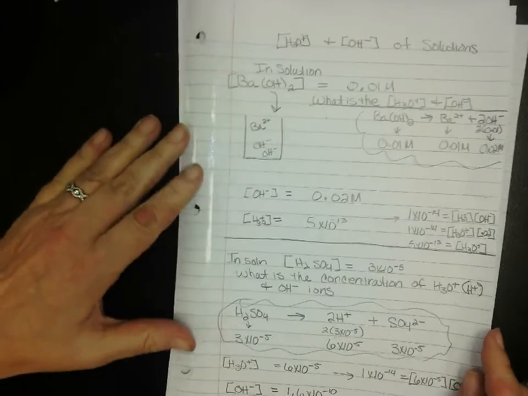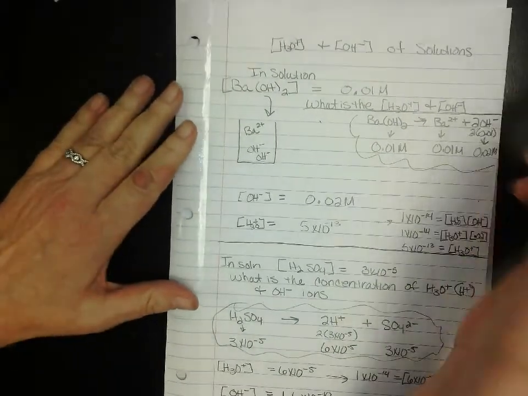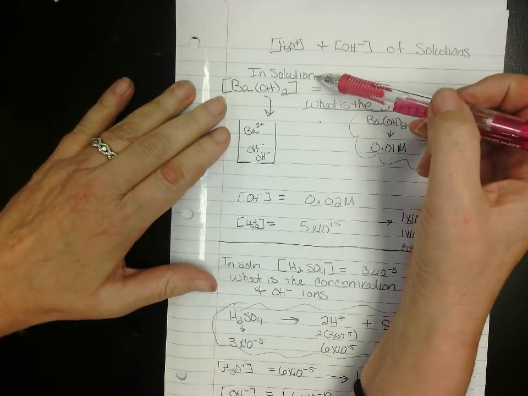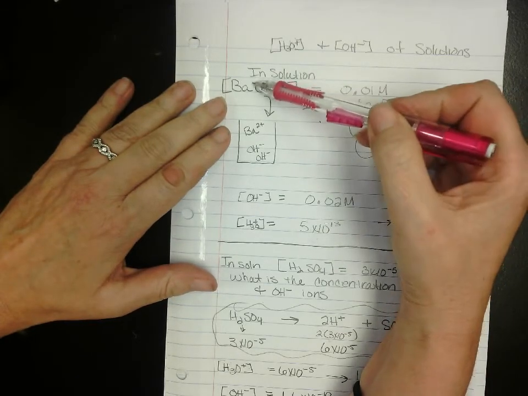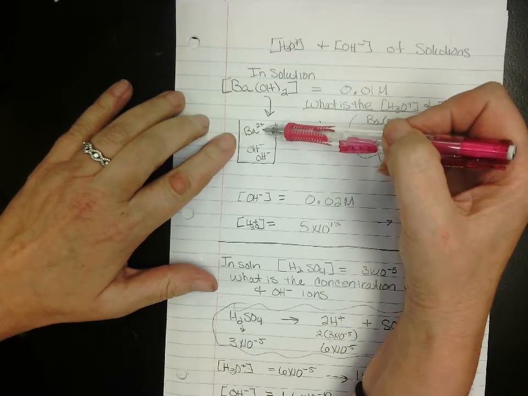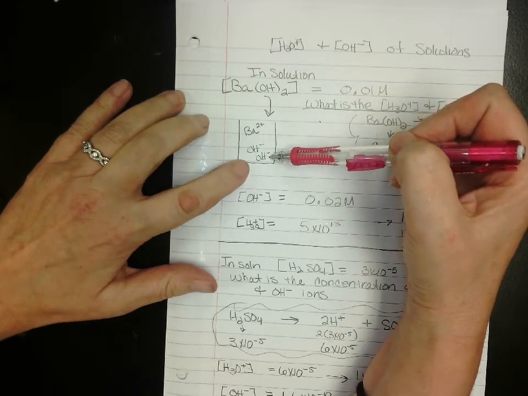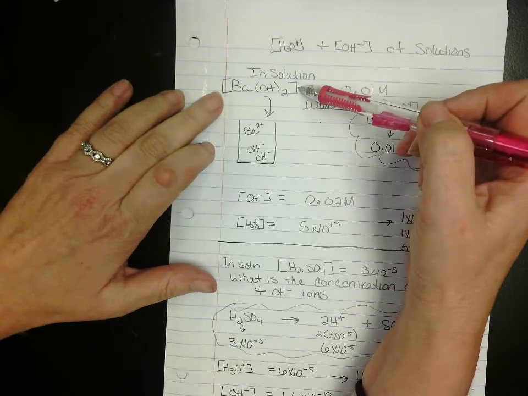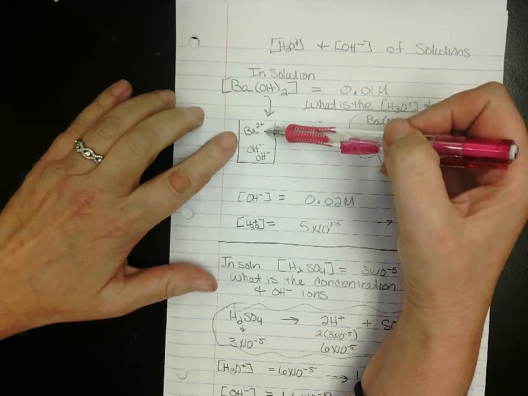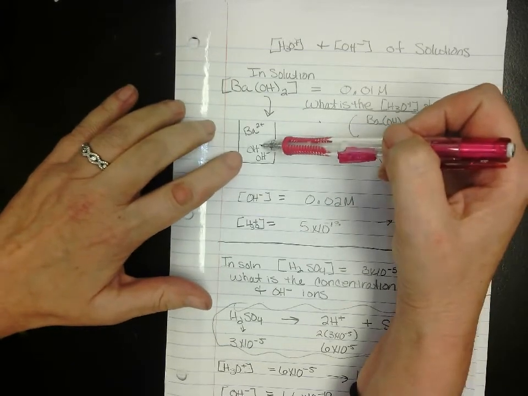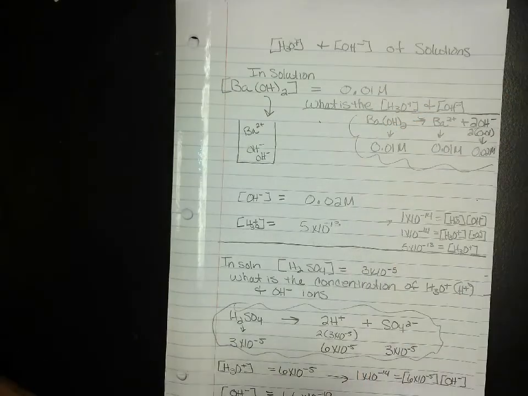So some of the problems you'll be doing, and we've done this before, is understanding how things break down when I dissolve them. So when I dissolve barium hydroxide in water, I get 1 barium and then 2 hydroxides. So if this is 1 molar, my barium's also 1 molar because I got 1 mole in water. And then I have double the concentration of hydroxides.